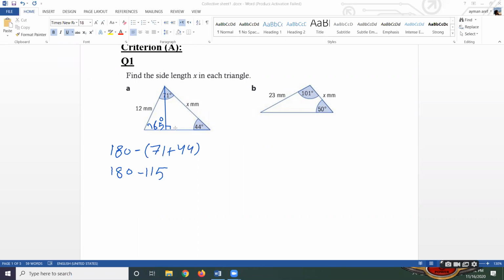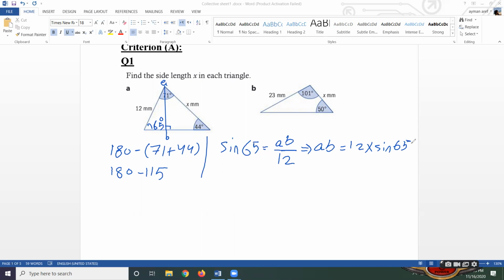After that, it depends on the sine rule. We can calculate the length of this side, which I will call AB. To find the length of AB, we will use this rule: sine 65 equals AB, which is the opposite, over the hypotenuse, which is 12. After that, AB equals 12 times sine 65.